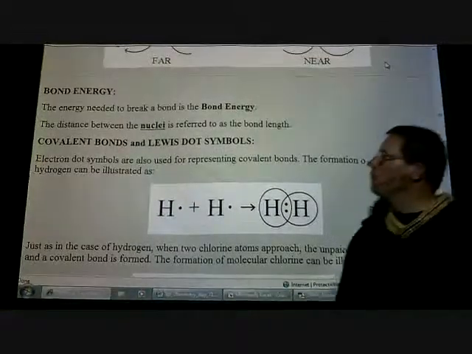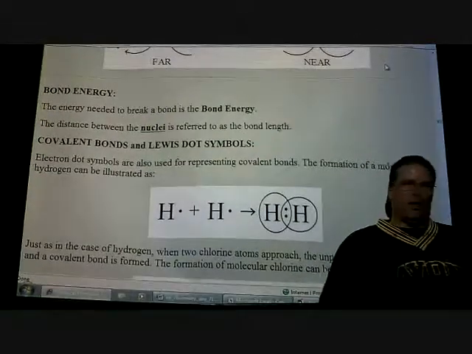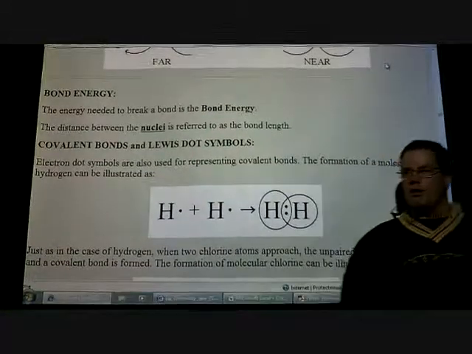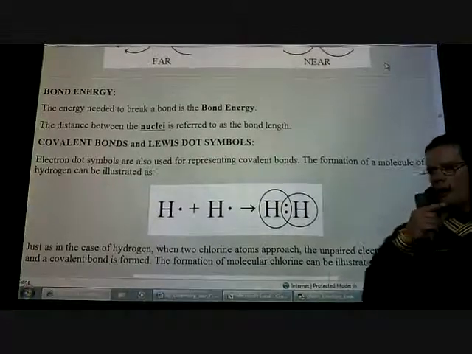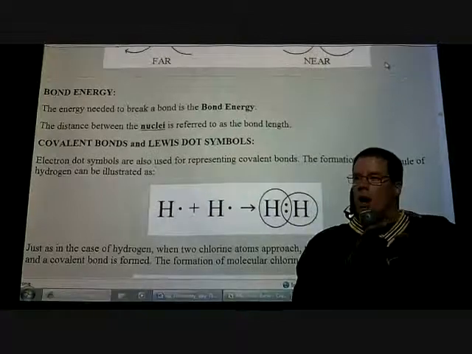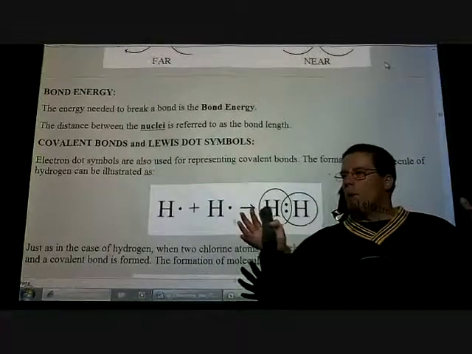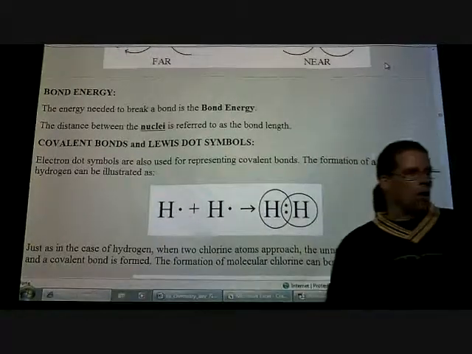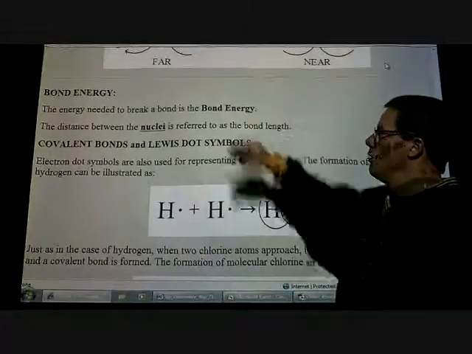Bond energy. Bond energy is the amount of energy needed to either make or break a bond. So when atoms are coming together, there's a certain bond energy to make that bond, and then when you give it some more energy, you could actually break that bond. We don't do a whole lot with bond energy in here, but in AP we do a ton with that. But just know that it's the amount of energy to either make or break a bond.